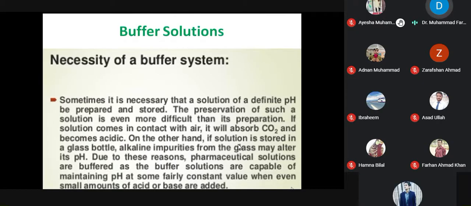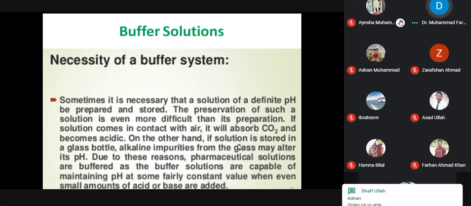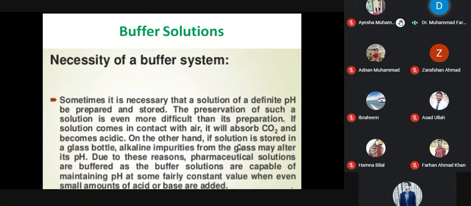But interestingly, it is very easy to make a solution. Then how do we make it constant with a specific pH? This is very difficult, because when we make a solution, we keep it in a bottle. So what happens? Carbon dioxide from the air will get dissolved, so it will become more acidic, and the pH of the solution will change.